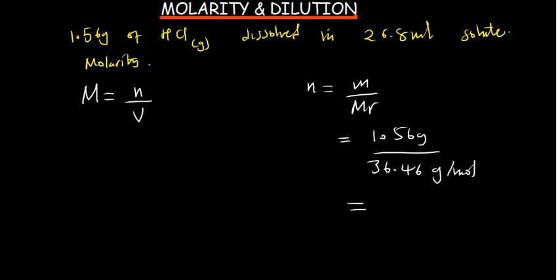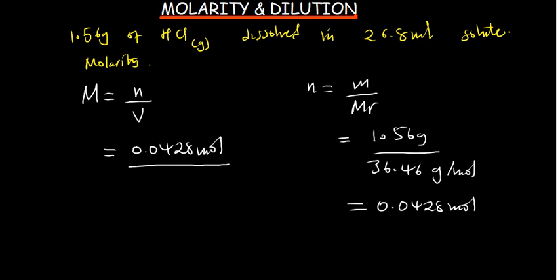So if you punch that on the calculator, you'll be able to get 0.0428 moles. This is the number of moles. Now to determine the molarity, number of moles, 0.0428 moles over volume. Now notice that the volume has been given as what? In milliliters. So you need to convert to the right SI unit. So the volume is equal to 26.8 milliliters.